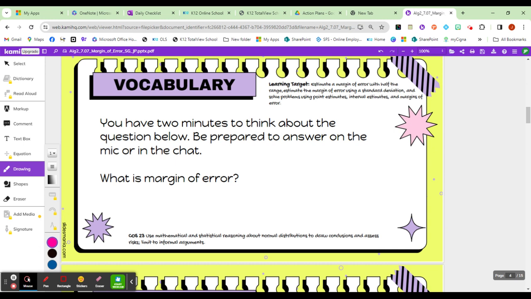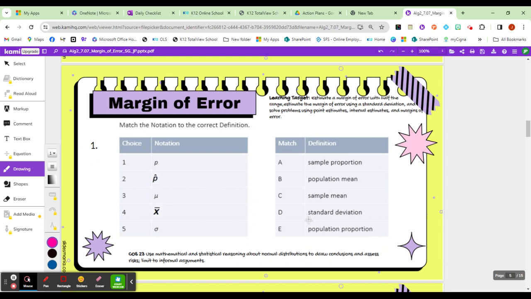So if we wanted to ask our country a question, or to collect some data over all the people that are in our country, I think we looked it up. There's like 900 and something billion people. I think we looked that up in Monday's small group. We definitely can't select everybody. So when we select fewer than the number in the population, we have to have something called a margin of error. So that's what 7.07, our lesson, is about today.